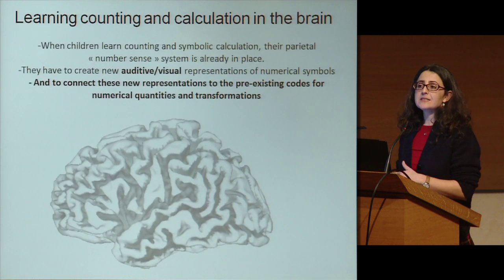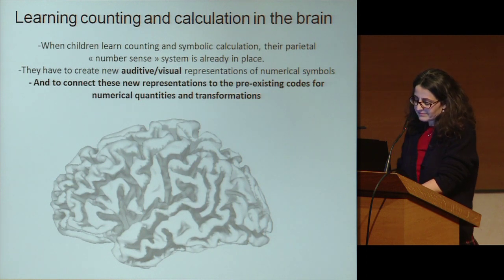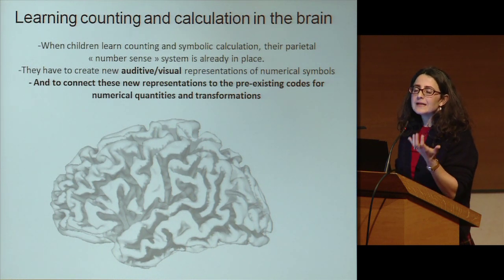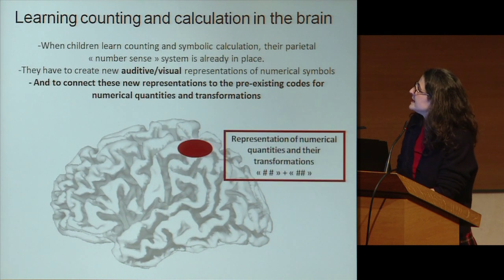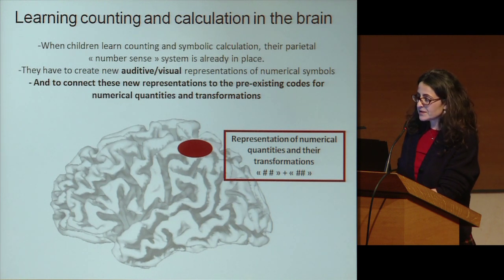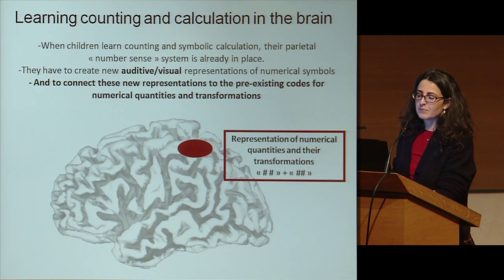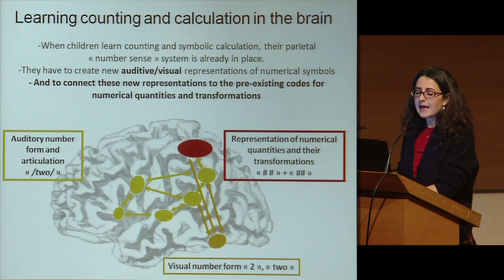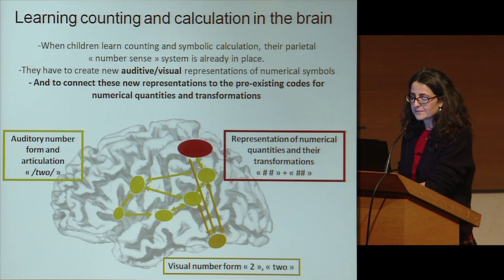And on the basis of this evidence, we have described a very simple scenario that could underlie the acquisition of symbols for number and symbolic calculation in children. So the idea is that when children learn counting and symbolic calculation, symbols for numbers, their parietal number sense system is already in place. What they have to do is to create, of course, new auditory and visual representations for numerical symbols, and to connect these new representations to the pre-existing codes for numerical quantities.